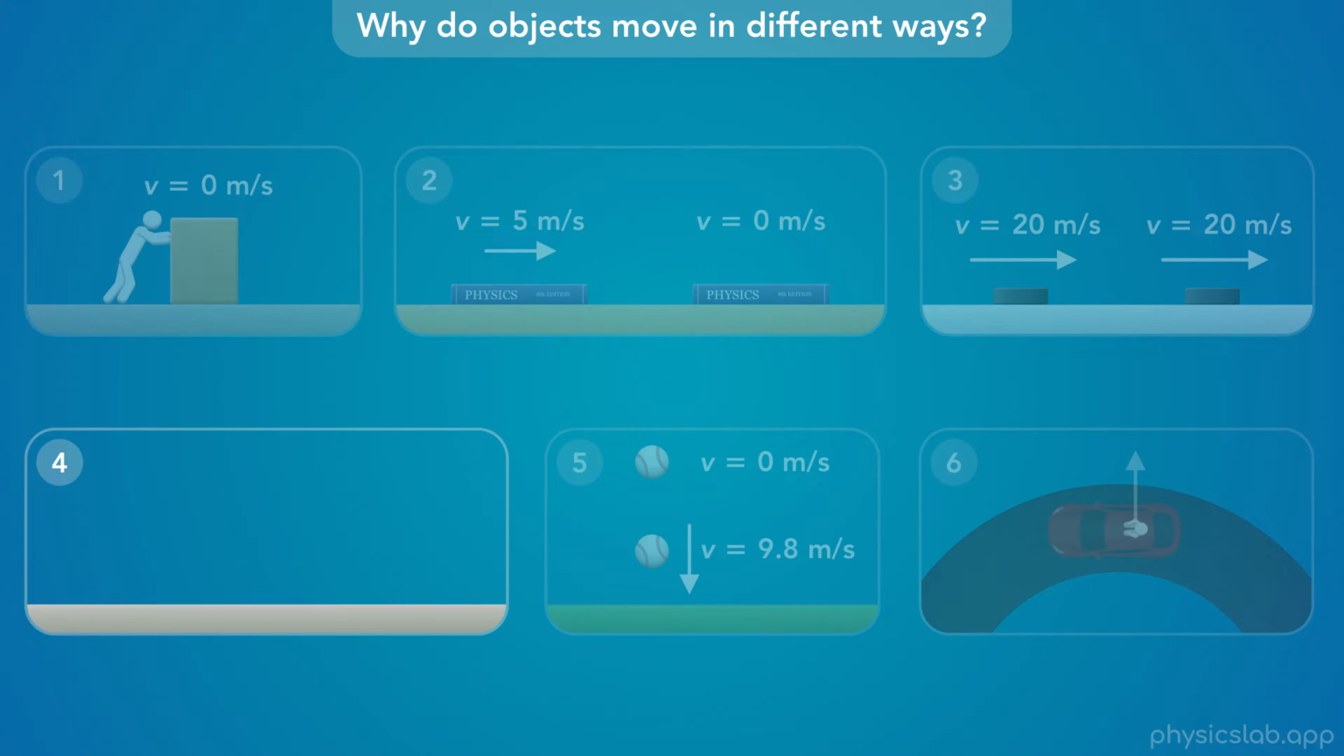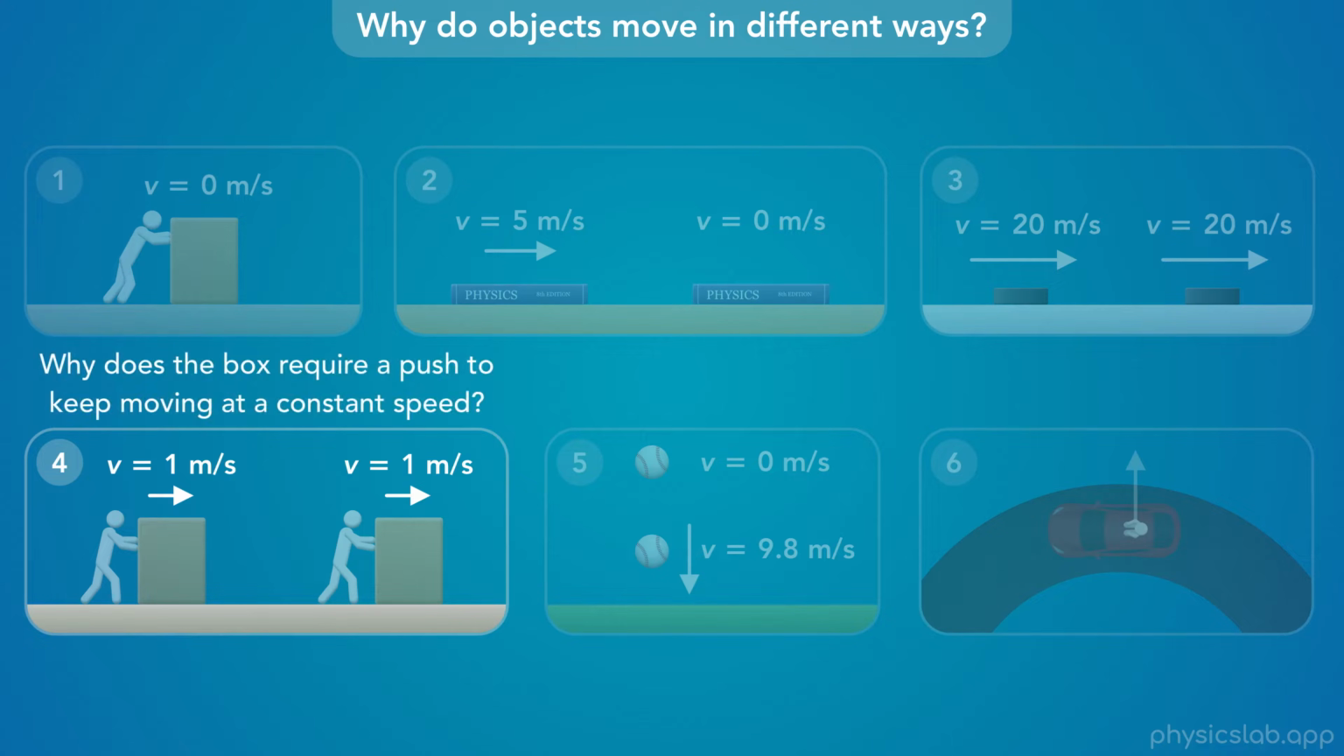In the next scenario, you're trying to move another box. But this time, the box slides across the floor with a constant speed while you're pushing it. And if you stop pushing, the box stops moving. If the hockey puck moved at a constant speed on its own, then why does the box require a push to keep moving at a constant speed?